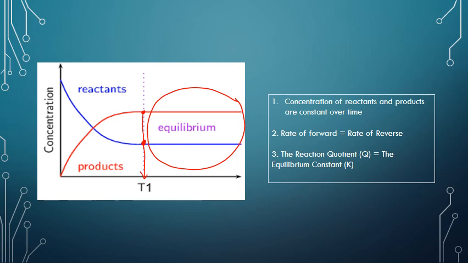Okay, so apakah karakteristik of dynamic equilibrium? The concentration of reactant and product are constant over time. So as you can see here, after T1, the concentration of reactant and product constant over time, di mana rate of forward reaction equal to rate of reverse reaction. And then the reaction quotient Q equal to equilibrium constant K. This one nanti kita akan belajar dalam tutorial. Alright, so this is the characteristic of the dynamic equilibrium.